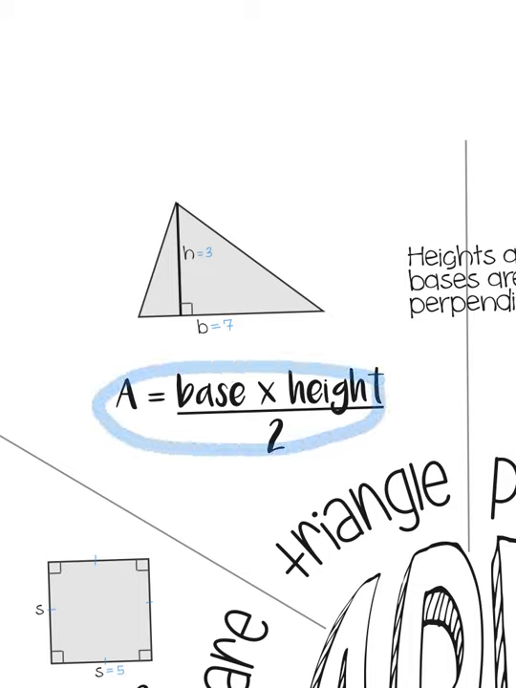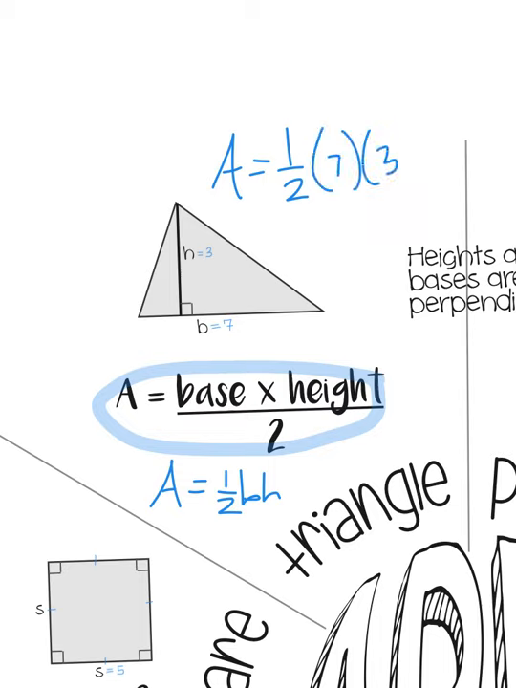I know that doesn't look exactly like we're used to seeing it, so I'm going to write it like this, 1/2 base times height. Okay, so we're going to take our information and we're going to plug it in. So 1/2, my base is 7 and my height is 3. So 7 times 3 is 21. Half of 21 is 10.5.